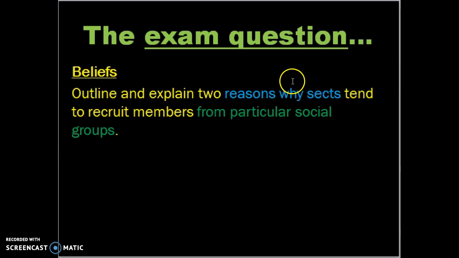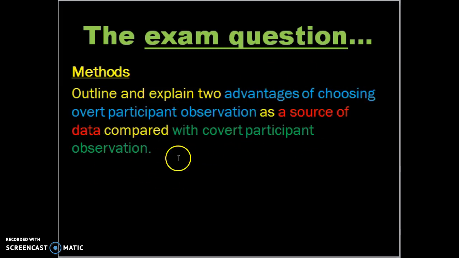Second one, from the beliefs. This is where you've got to show knowledge of a sect, being world rejecting, extreme views, charismatic leader, and why do they attract people from particular social groups such as women or from the poor.